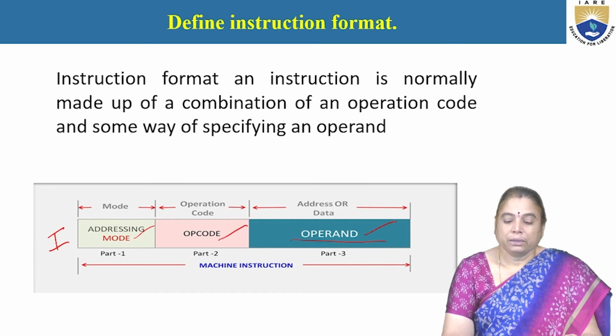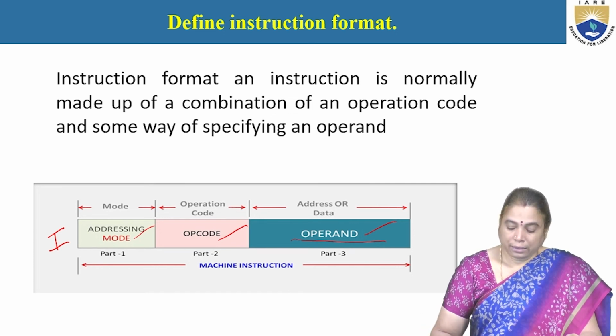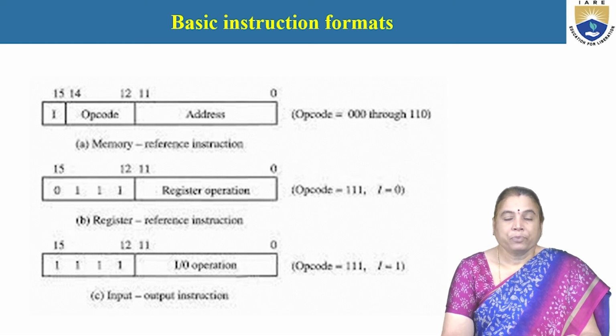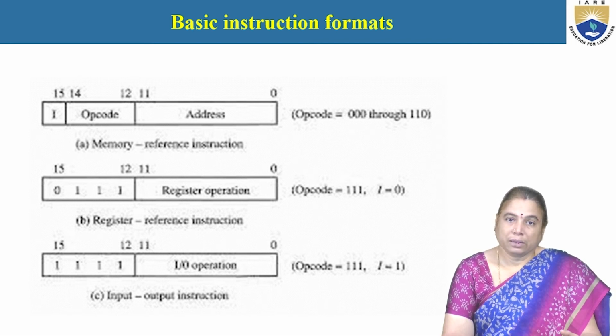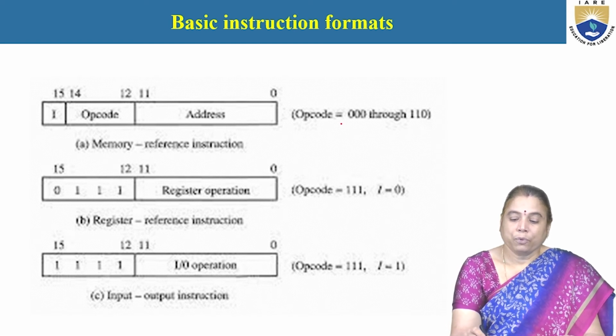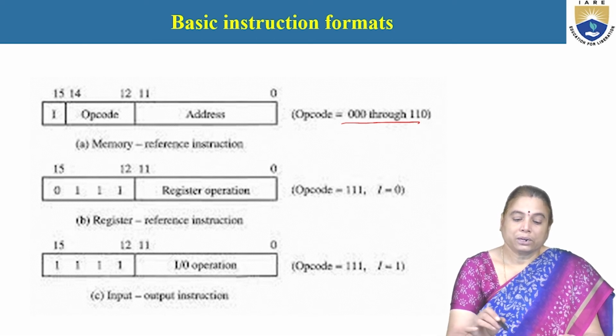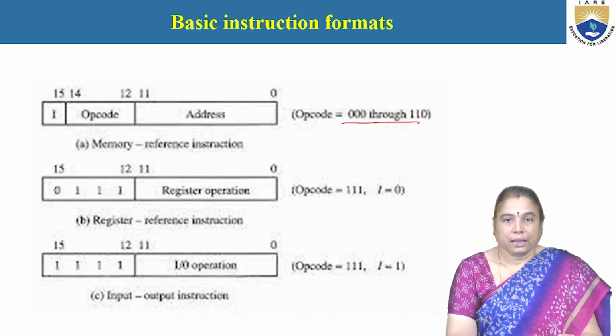Depending upon this instruction format, the basic instruction formats that are available are memory reference instruction, register reference instruction, and input output instruction. So depending upon the opcode and I value, the categories of instructions can be easily identified. In case of memory reference instruction, the opcode can range between 000 to 110. Those instructions generally come under the category of memory reference instructions.